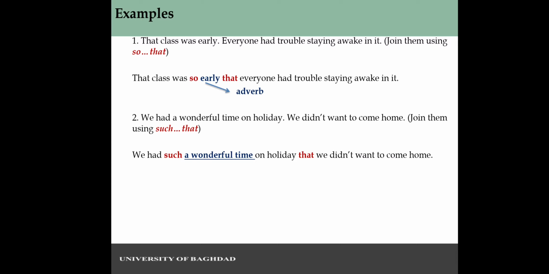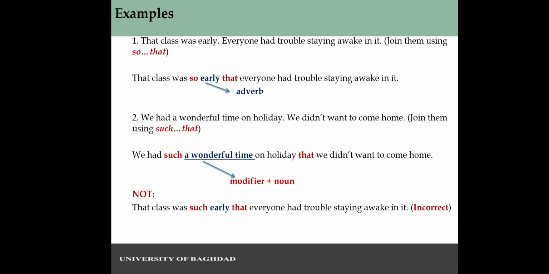So let's have a look at the new sentence. We had such a wonderful time on holiday. As a result, this means that we didn't want to come home. So a wonderful time is a modifier plus a noun. So wonderful is a modifier and time is a noun. So try to pay attention to the example given to you.